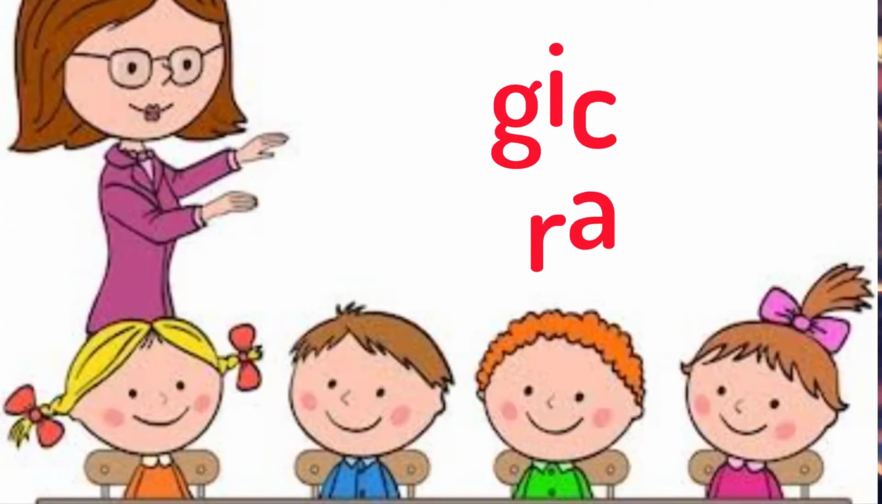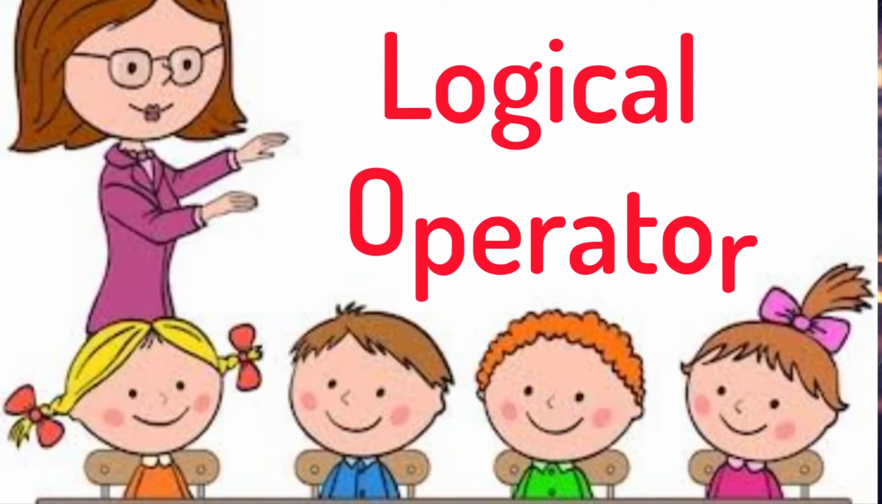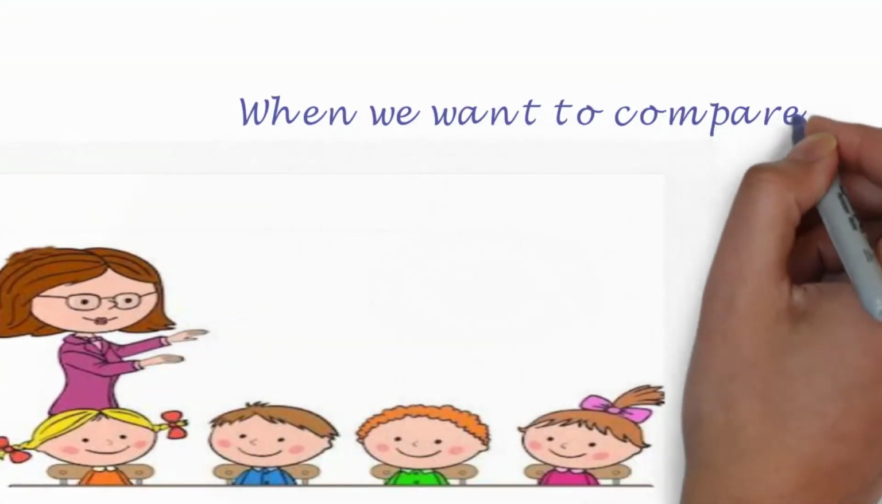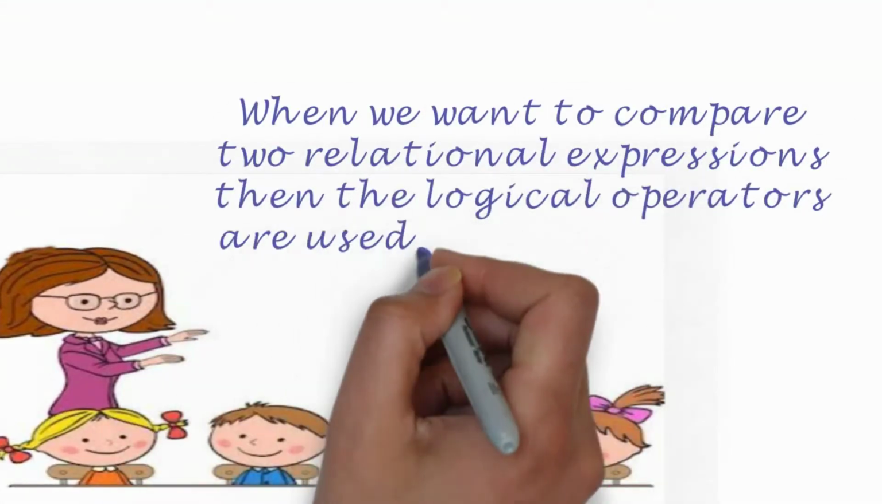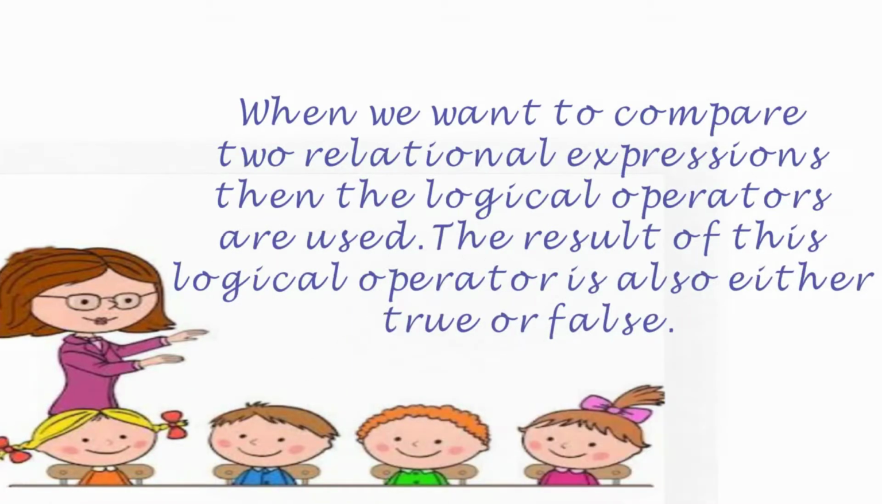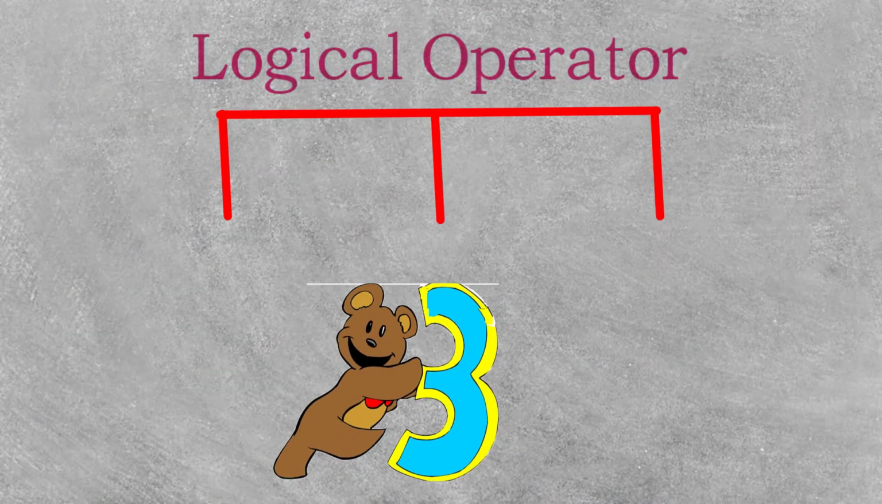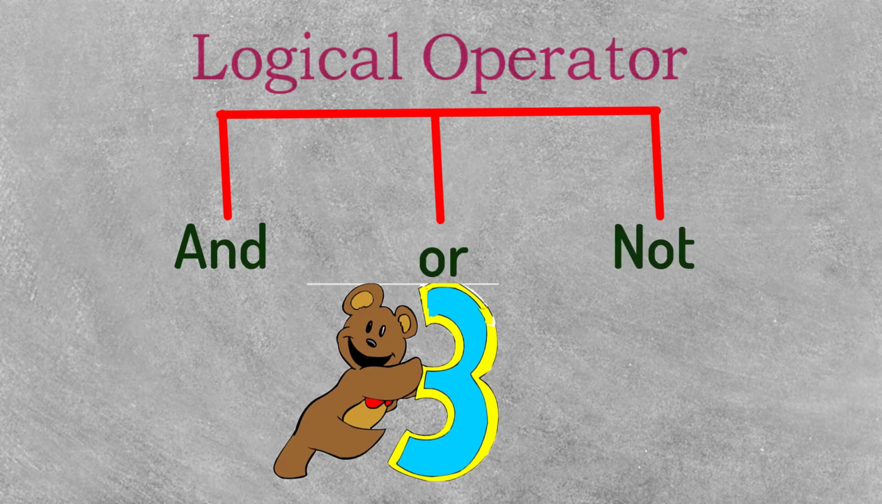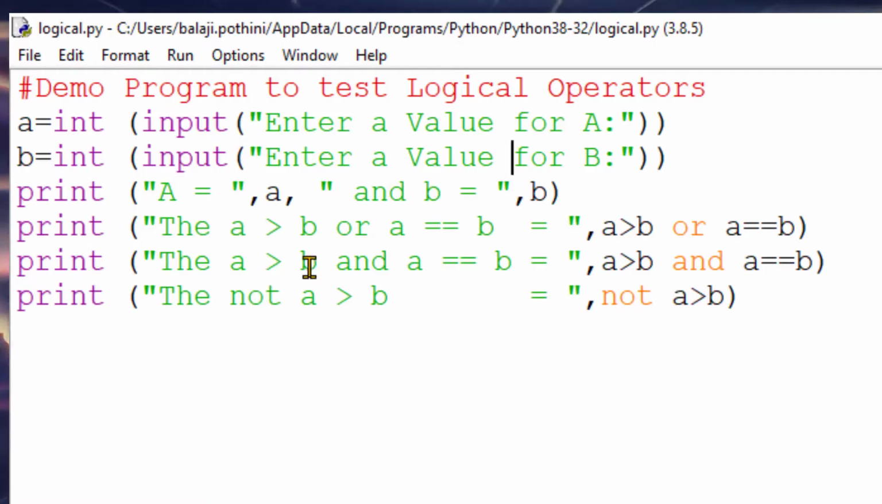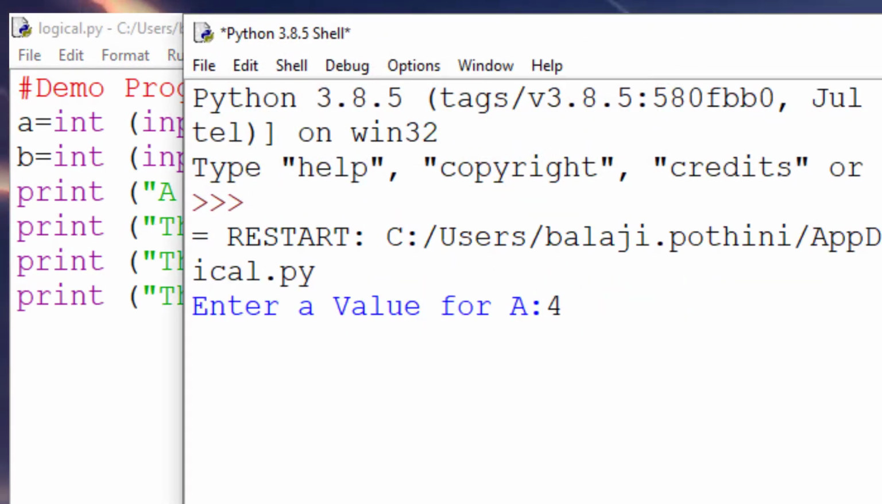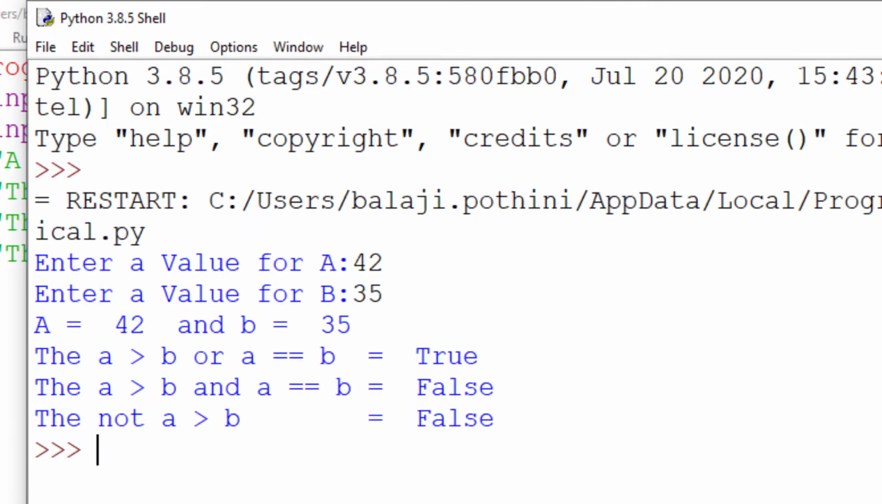Next we see about logical operators. When we want to combine two relational expressions, then the logical operators are used. So the result of a logical operator is also either true or false. There are three logical operators and they are AND, OR and NOT. Now let's see a simple example program for logical operators and see its output. The result is also either true or false.